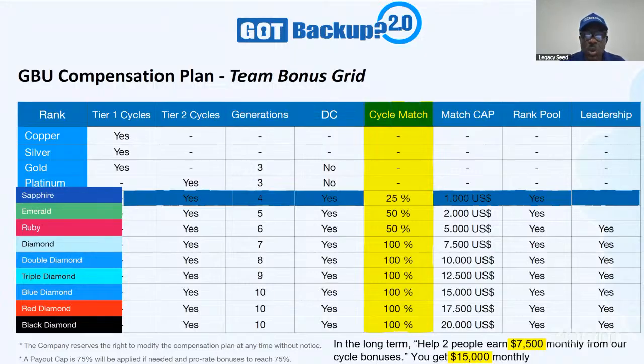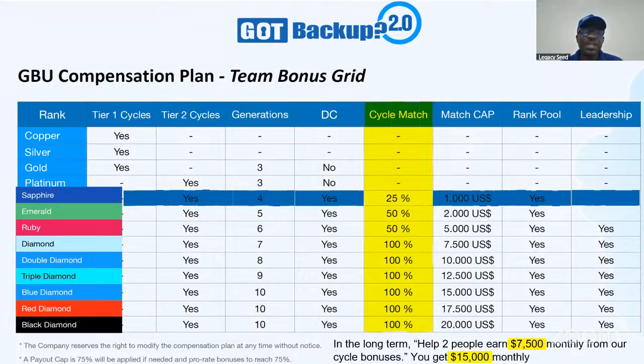Now, what if I'm an Emerald on the project, which I am? That means I would qualify for 50%. So if I have 10 people that I brought in directly and each of them makes $1,000, I get 50% of $1,000, which is $500, times 10. That's $5,000. What if they were 11? Then multiply by 11. What if they were 15?